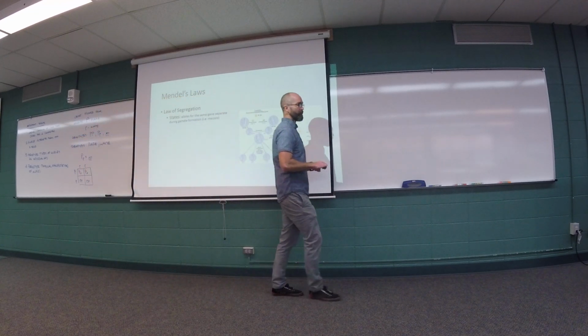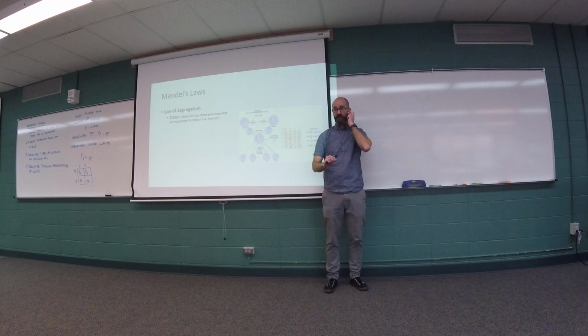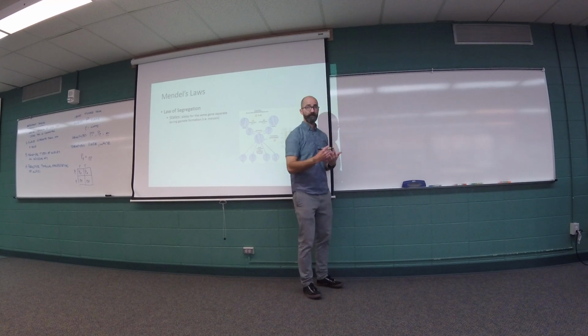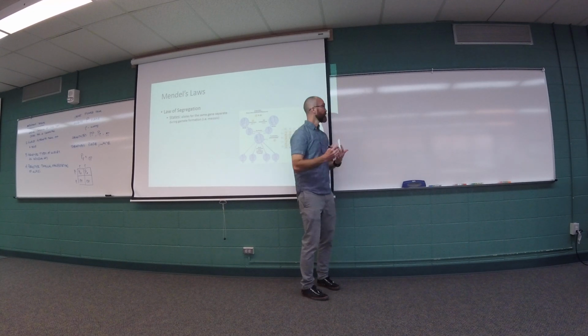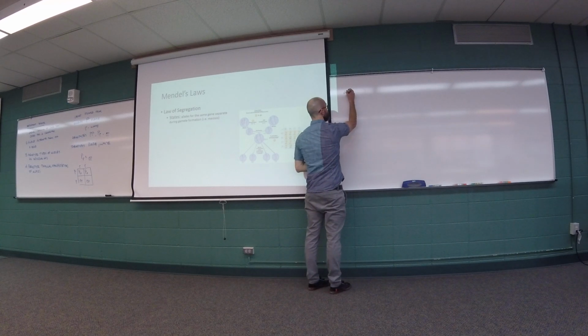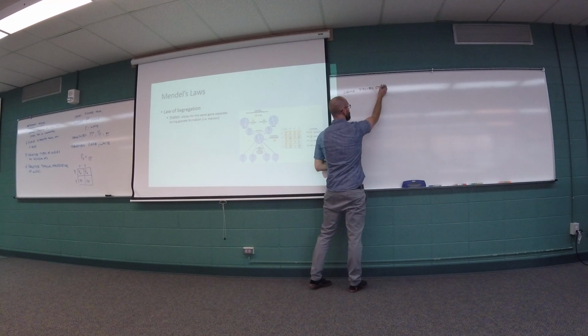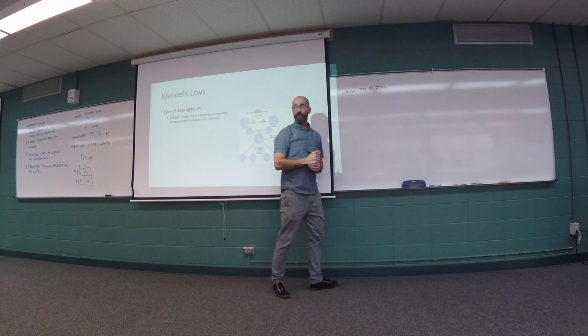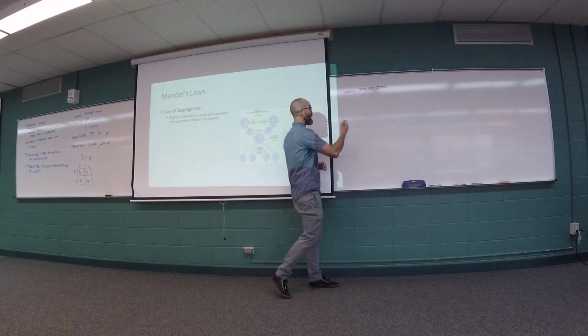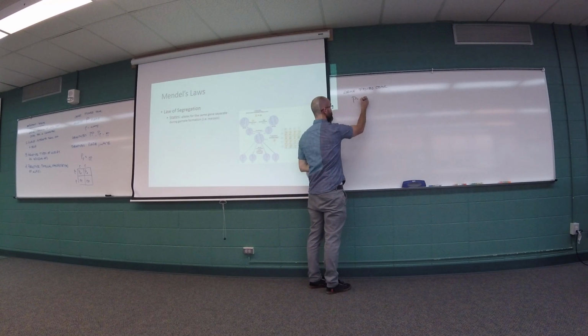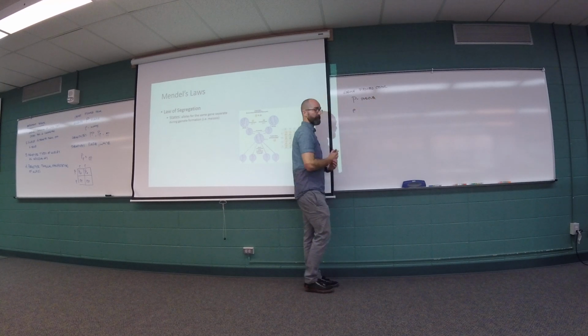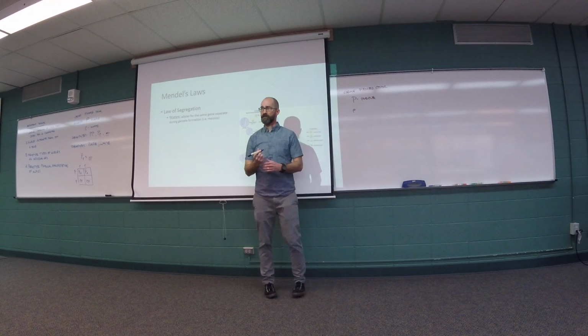So the way that he did that was he looked at 2 characters simultaneously. And the first character that we're going to say he looked at was, again, flower color. So we know that the gene for flower color has 2 alleles. It has a capital P allele for purple, and it has a lowercase allele, or a recessive allele for white, right?